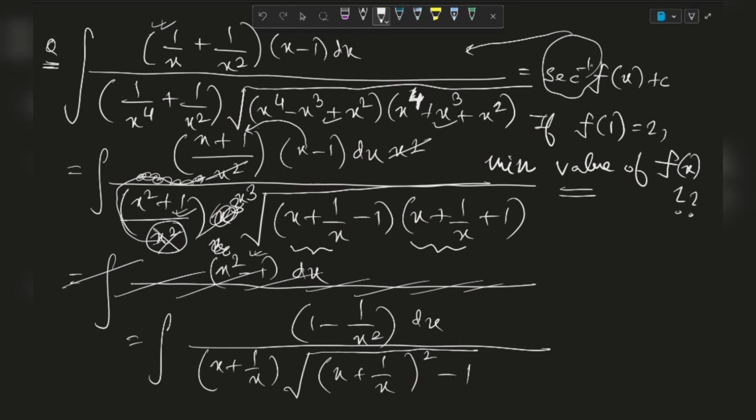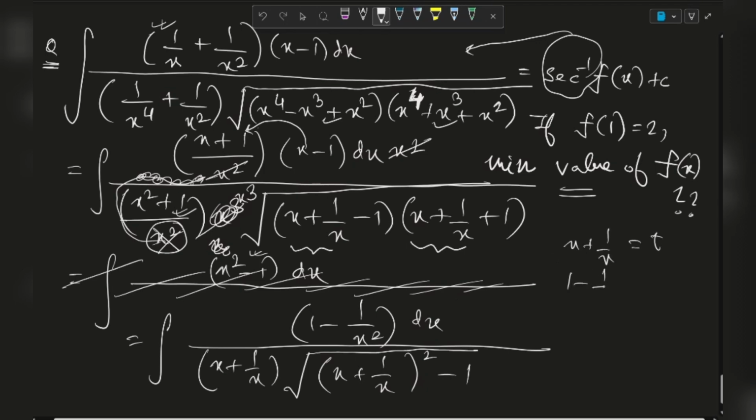It's pretty obvious now. This is something that you guys all should notice, that if we put x + 1/x as t now, (1 − 1/x²) dx will automatically come as dt, and this will become the integral of dt divided by, although we don't have the mod here, but mod is generally there when you have no specifications about the sign, and we have f(1) here. Basically from this we can ascertain that x is positive, so I can put t only.